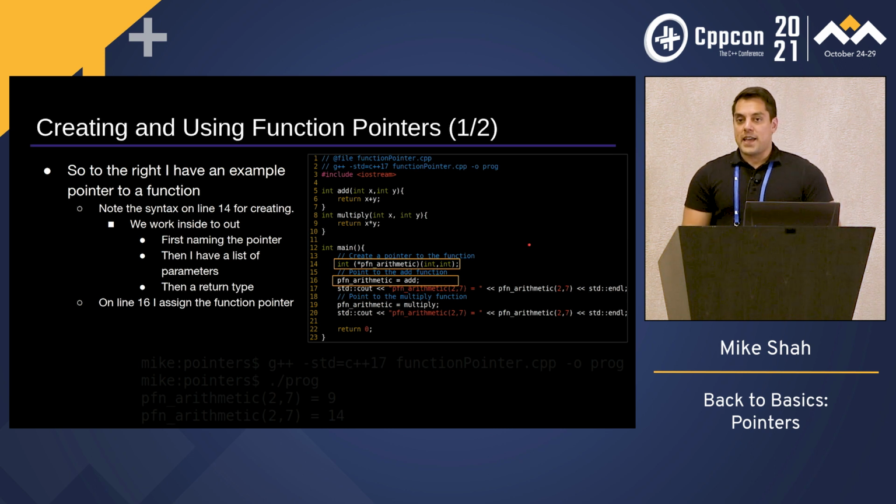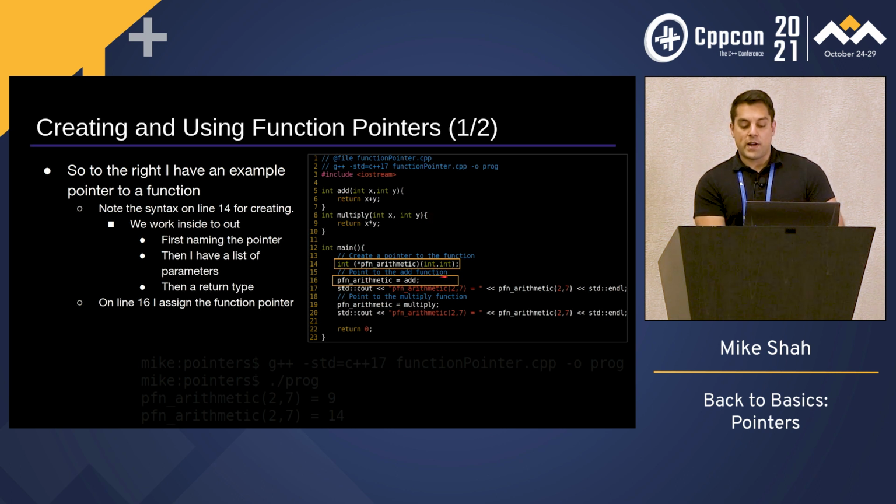So how do we create a pointer to a function, or as we call them, a function pointer? Well, I've got the syntax here on the right at line 14. And it's a little bit wonky, and I admit sometimes I have to look it up just to keep it straight. But you work your way from the inside here, where I have pfn, so pointer to function. That's a common prefix here, underscore, and this is my arithmetic function. And then on the right here, I have int. So this is going to be a function pointer to functions that have two arguments that are integers, and at the end that return an integer. So that matches our signatures of add and multiply here.